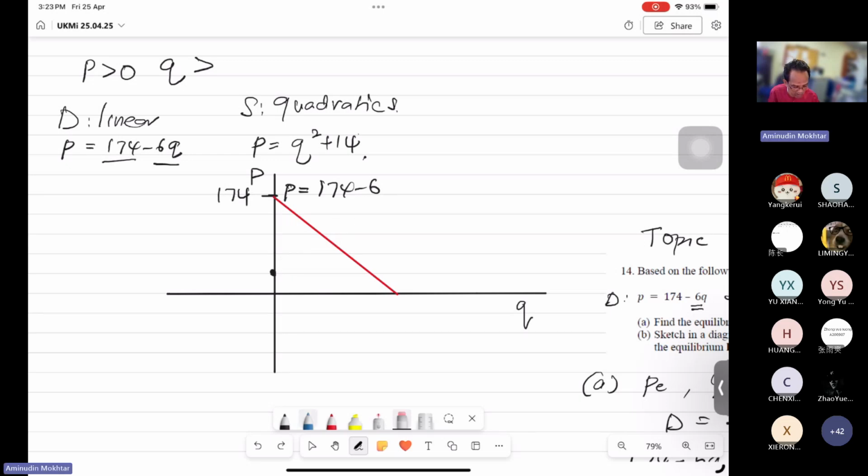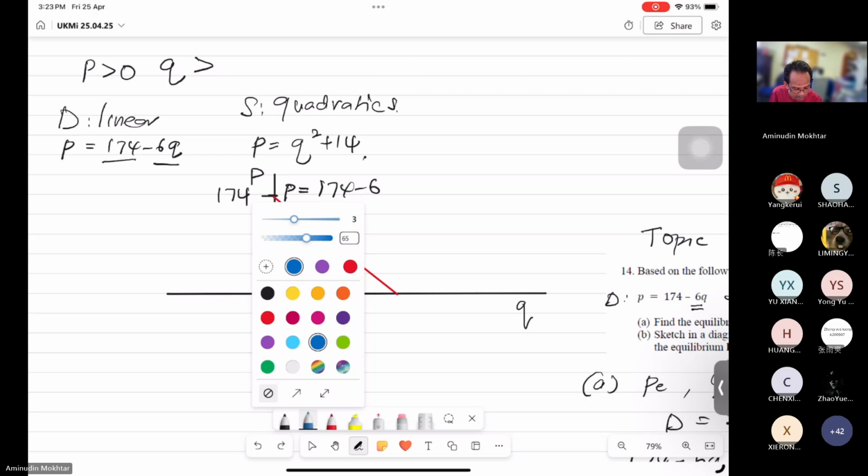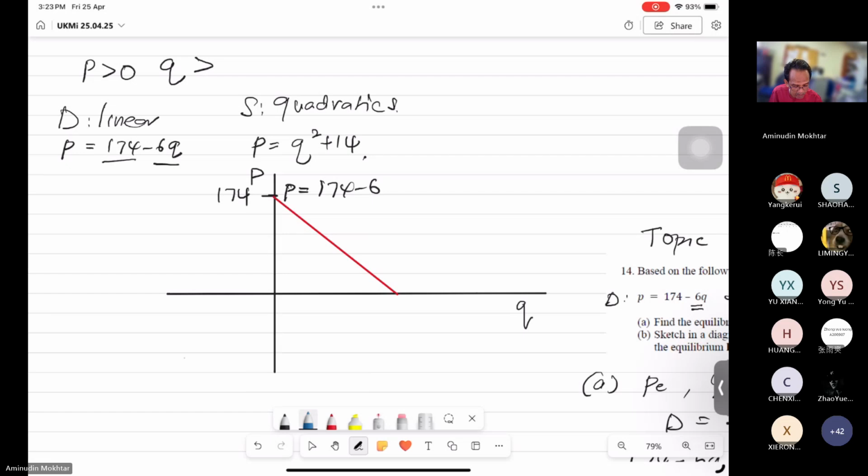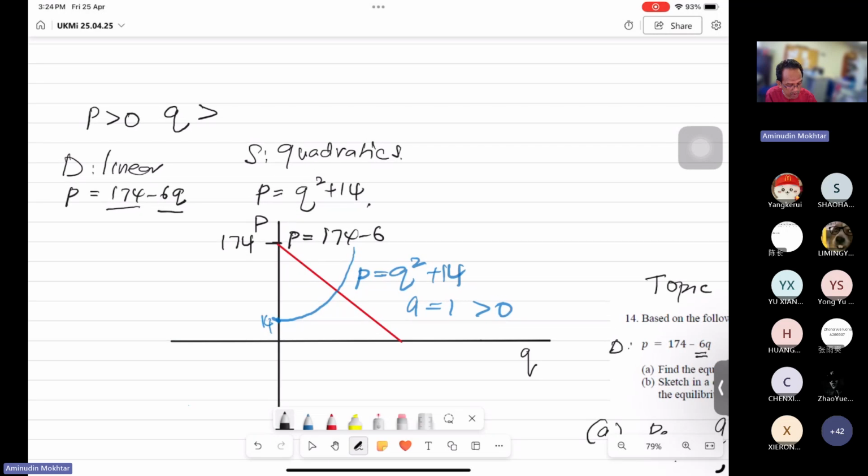Okay, I will draw again. Just this 40. This is for the demand function, P equals Q squared minus 40. Since A is equal to 1, positive, the graph opens upward. Then make sure we only draw the graph in the area where P is positive and Q is positive.